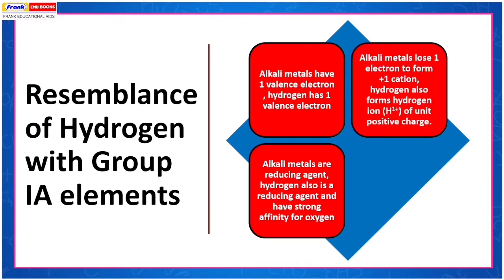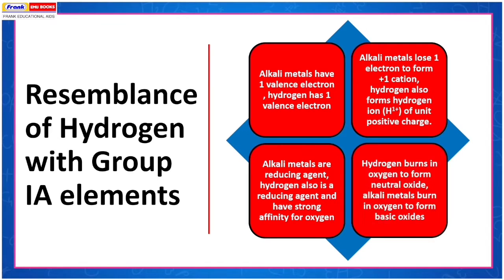Alkali metals lose one electron to form +1 cation. Hydrogen also forms hydrogen ion H+1 of unit positive charge. Hydrogen burns in oxygen to form neutral oxide. Alkali metals burn in oxygen to form basic oxides.